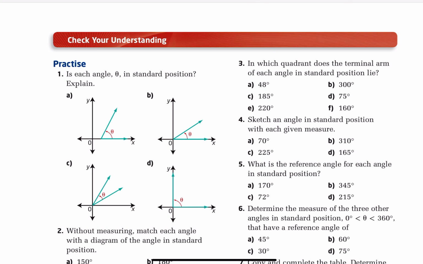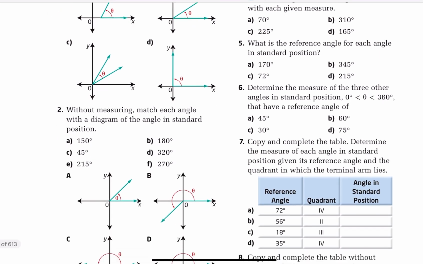In each case, decide and explain whether the angle is in standard position or not. This is no. Why? Because the origin is not at the origin of the x-axis. This is yes. This is no, because my starting arm is not along the x-axis. This is yes, this is no.